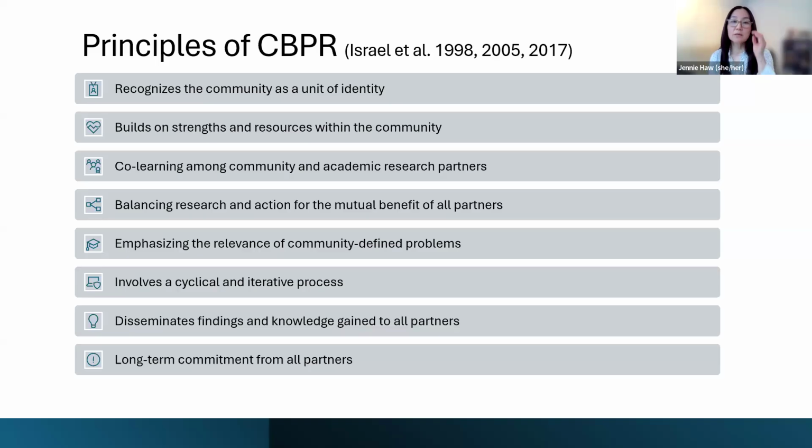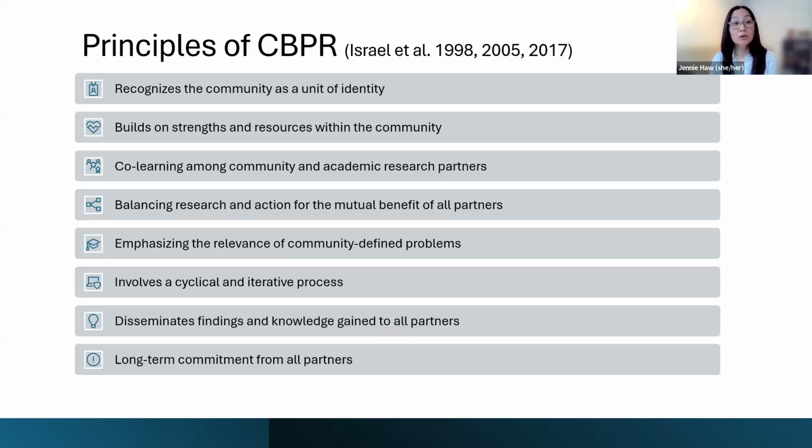First, recognizing the community as a unit of identity. This involves acknowledging the unique characteristics, values, and priorities of community members, and then involving community members in all stages of the research project. Second, building on the strengths and resources within the community. So really identifying and valuing a community's existing knowledge, experiences, skills, and resources, and involving them as much as possible as equal partners in research.